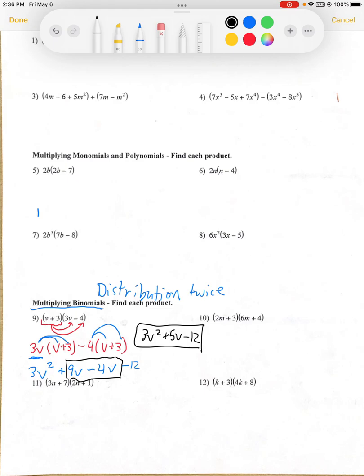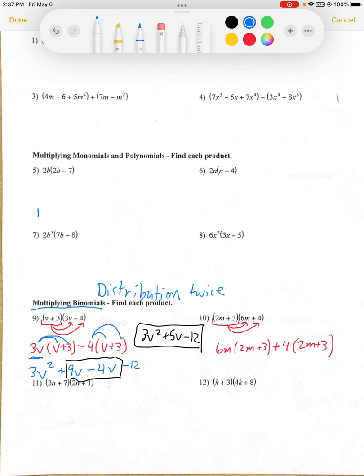I'll do one more example with this particular method. 2m plus 3 times 6m plus 4. So we will take this nugget right here, treat it as a single unit, and multiply it into each of the pieces on the other side, giving us 6m times 2m plus 3 plus 4 times 2m plus 3.